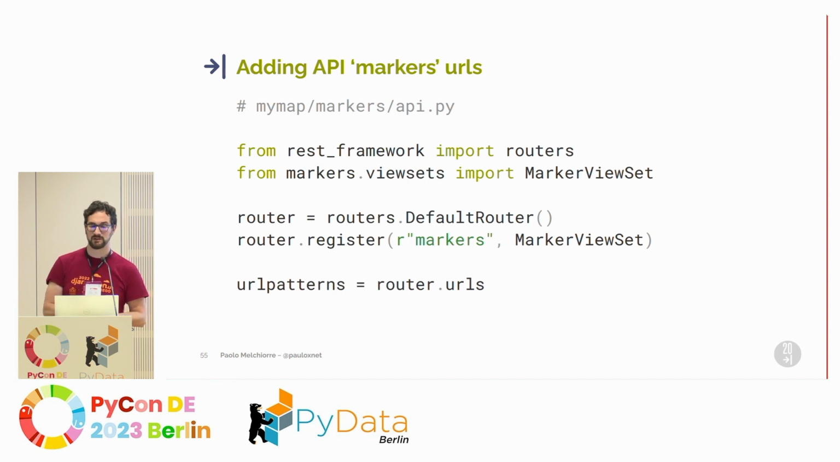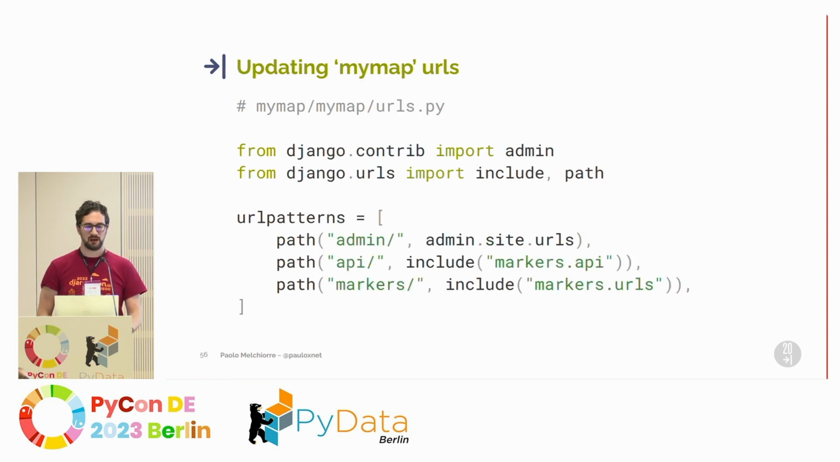In the marker application, we define the URL of our new endpoint using the Django REST framework default router to create our path. And finally, we add to the definition of the URLs of our project a new path for the API that includes the path just specified for our marker app.